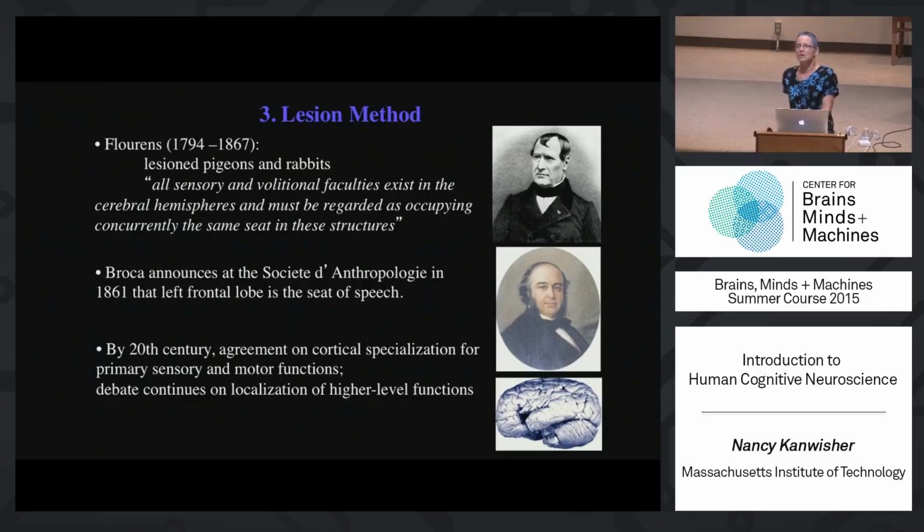Okay, so this research program goes on, and by the end of the 20th century, there's pretty much agreement that basic sensory and motor functions do exhibit localization of function in the brain. There are different regions for basic visual processing, auditory processing, and so forth, and that was no longer controversial. But the whole question of whether higher level mental functions were localized in distinct parts of the brain was controversial then and remains controversial now.